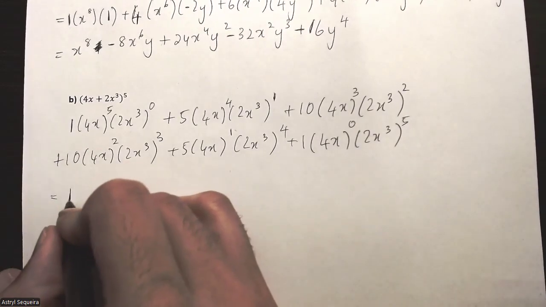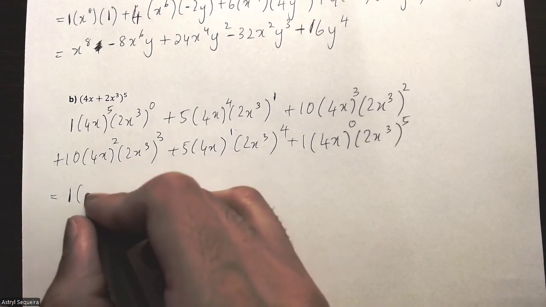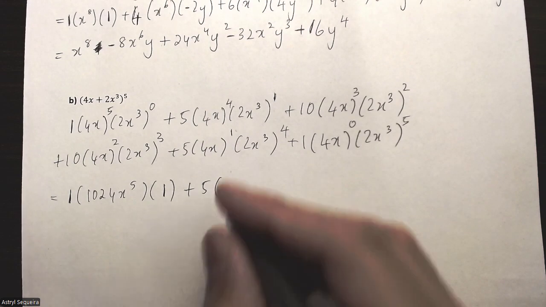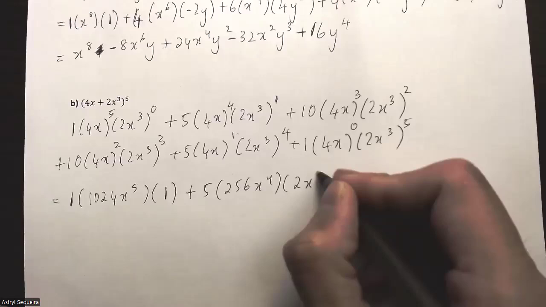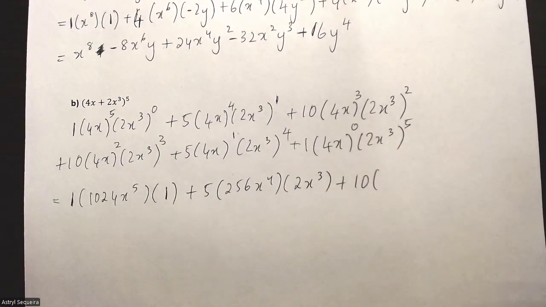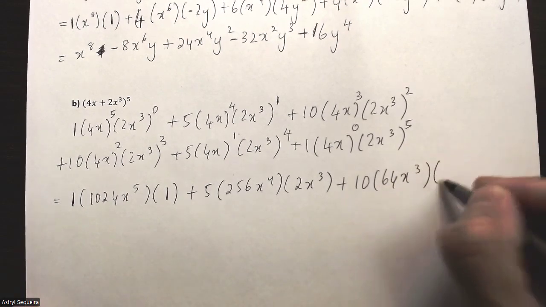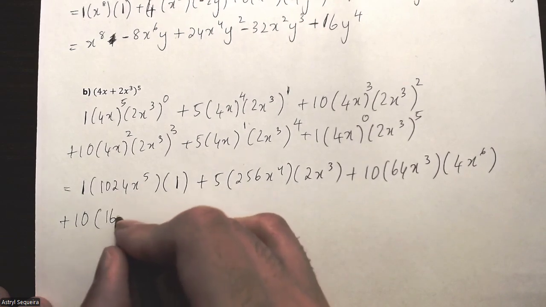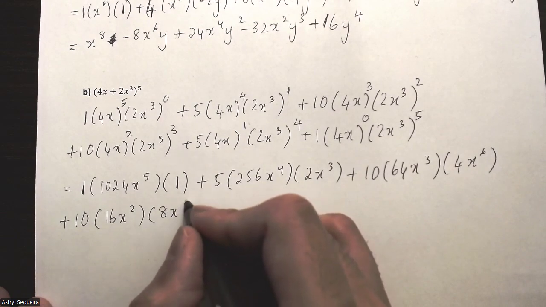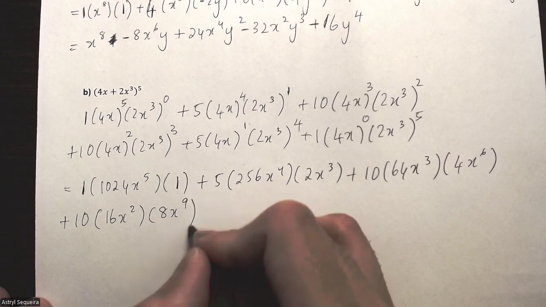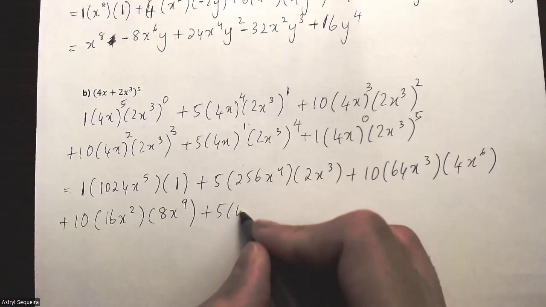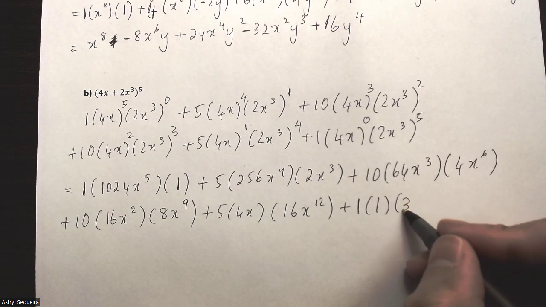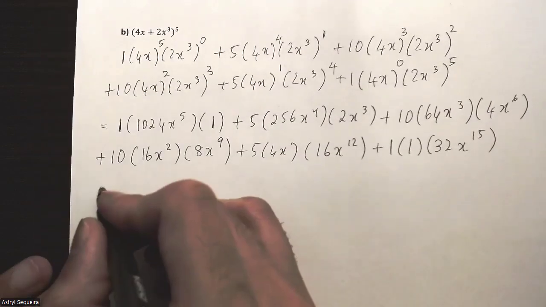Then I'll distribute all my exponents into my bracket. So 4 to the power of 5 is 1024, x^5, it's just 1. 4 to the power of 4 is 256, x^4, 2x cubed. 64x cubed, 4x^6, 16x squared, 8x^9, 5, 4x, 16x^12, then 1, 1, 32x^15. And now let's multiply out all our terms.